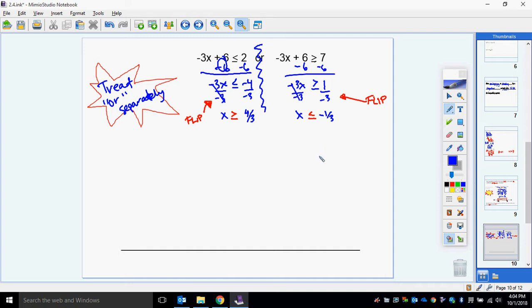Okay, so it's either of these. Okay, so x is either greater than or equal to 4/3, or x can be less than or equal to negative 1/3. There's 2 types of solutions that will work. Okay, so let's look at what this would look like on the graph.